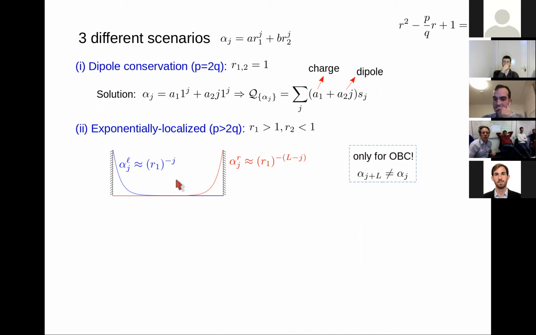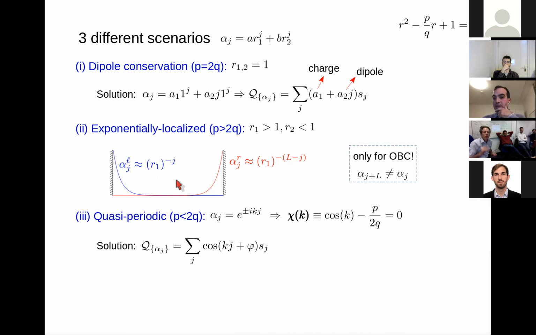So we found that the system has some symmetry different from total charge or, say, total magnetization, which is exponentially localized. And the third option is the so-called quasi-periodic symmetries, and we will see what quasi means in this case. So in this case, you have two purely imaginary solutions of this characteristic equation, and therefore they are the conjugate of each other.